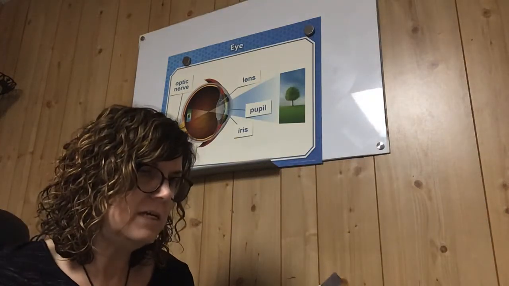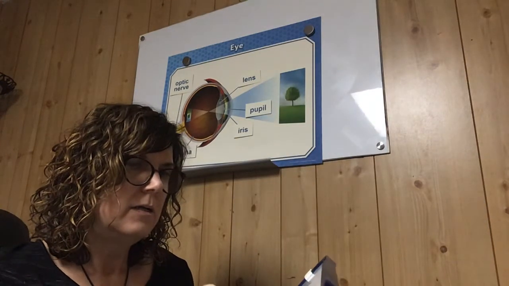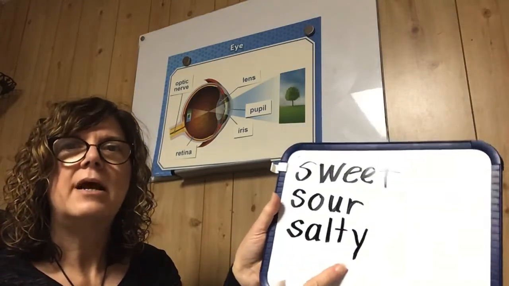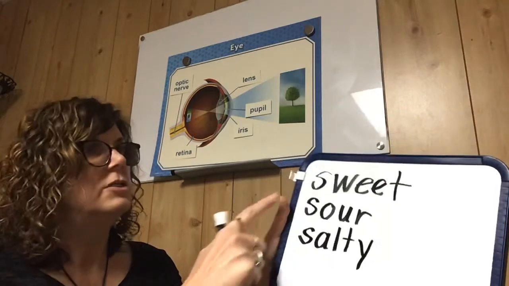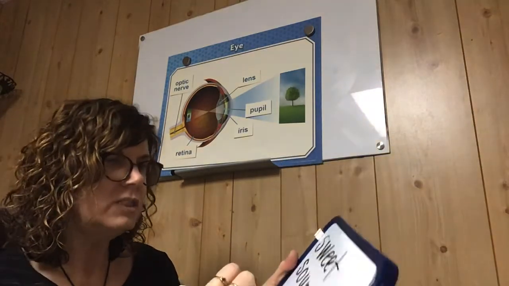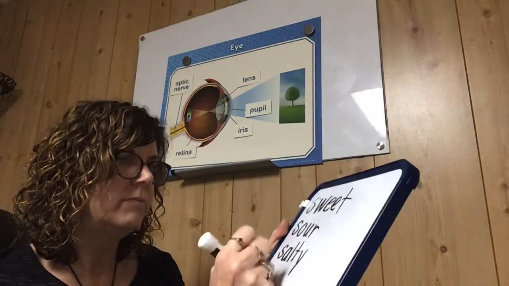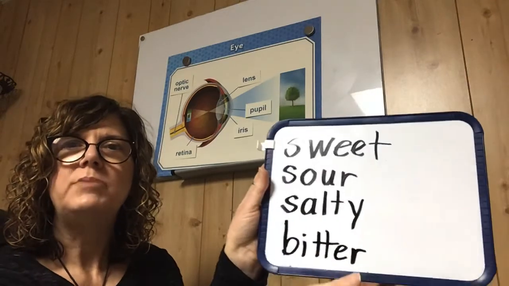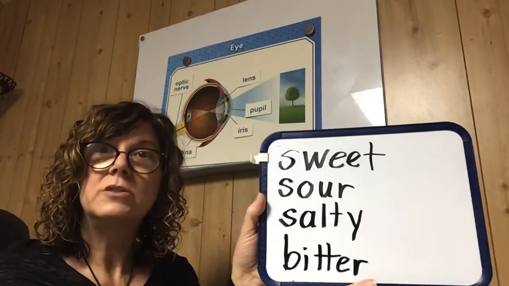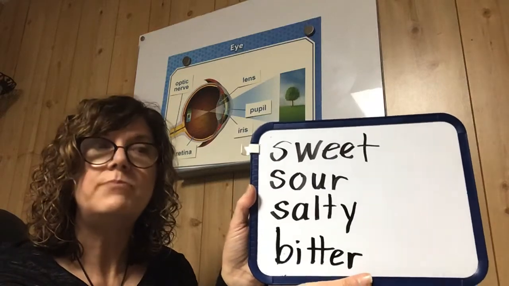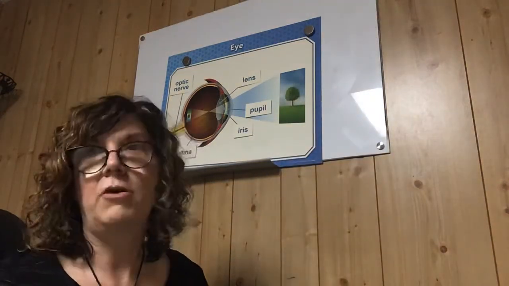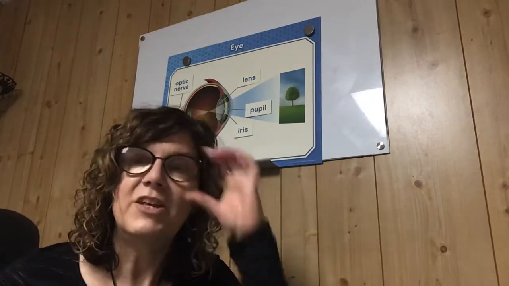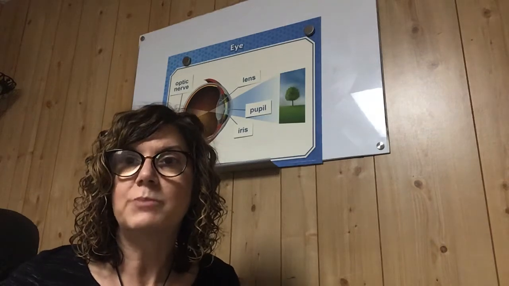Salty. Got the word salt, S-A-L-T, and then a Y to make salty. So sweet, sour, salty, and last of all, bitter with two T's. B-I-T-T-E-R. Bitter. Sweet, sour, salty, and bitter. Those will have to be written on the quiz. So you have to remember the four tastes that your tongue can detect through your taste buds.